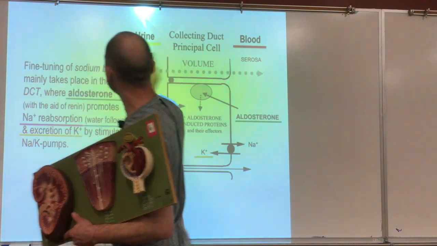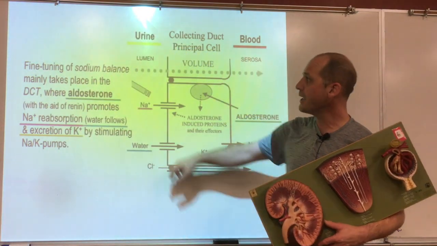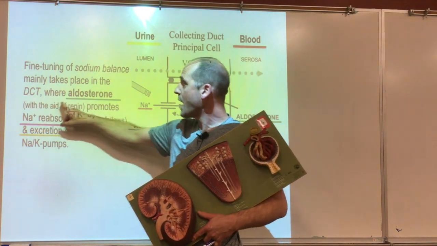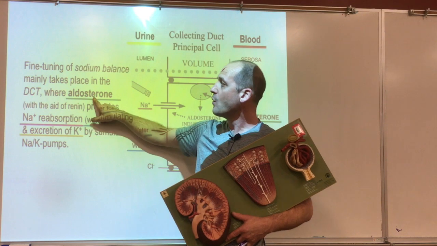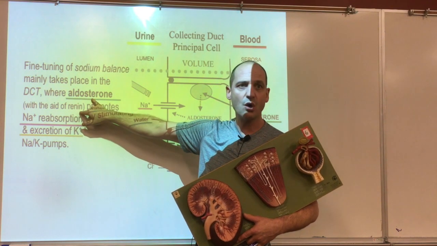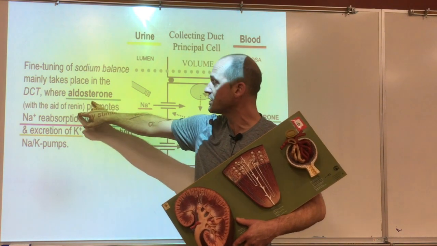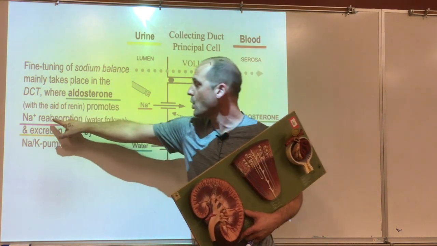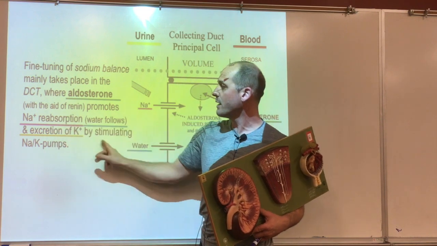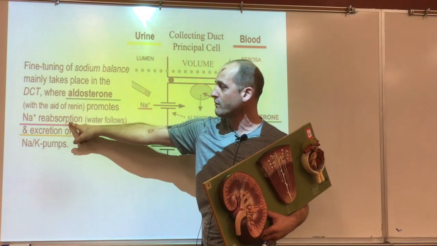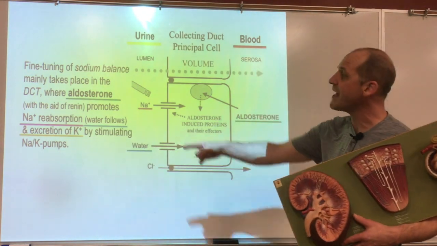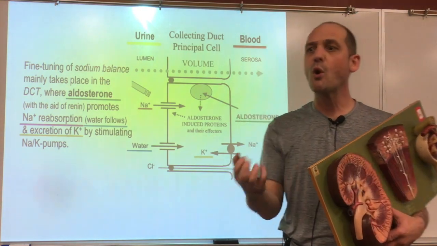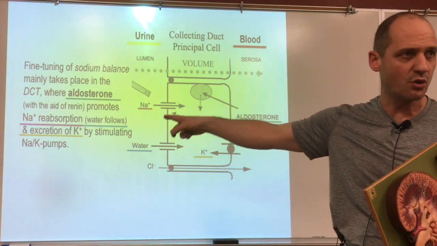So fine-tuning of the sodium balance, and then of course the water, takes place mainly in the distal convoluted tubule. And there we have aldosterone with the aid of renin. That's a hormone connection that I think I do have one quick slide on. What you want to associate with aldosterone is that it promotes sodium reabsorption in the last part, in the distal convoluted tubule. That's important because when the sodium is reabsorbed, water will follow. So you can pull more water out of the filtrate by having this aldosterone present.